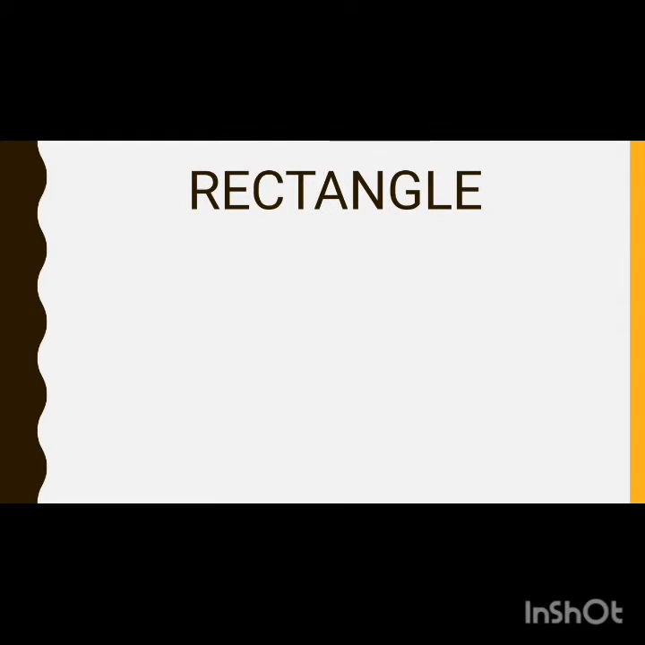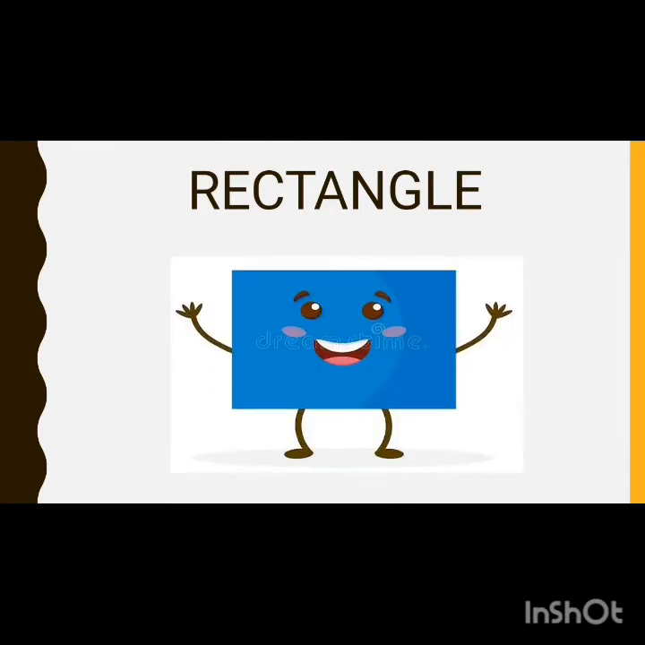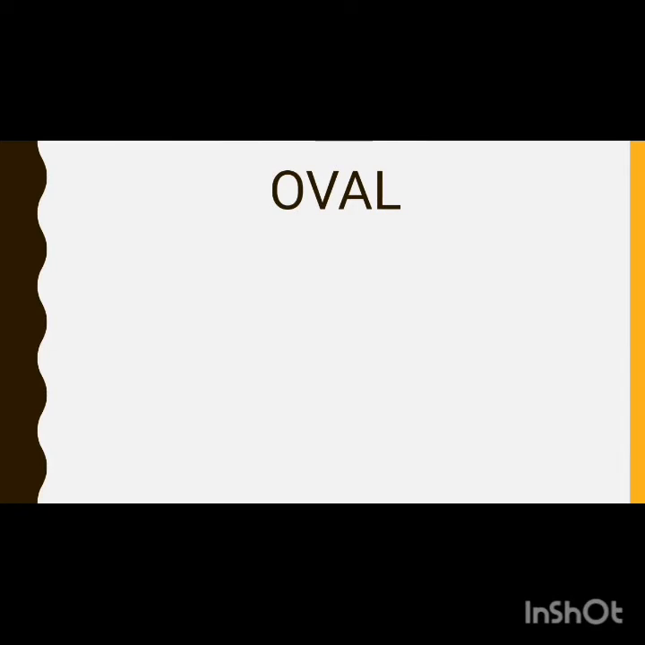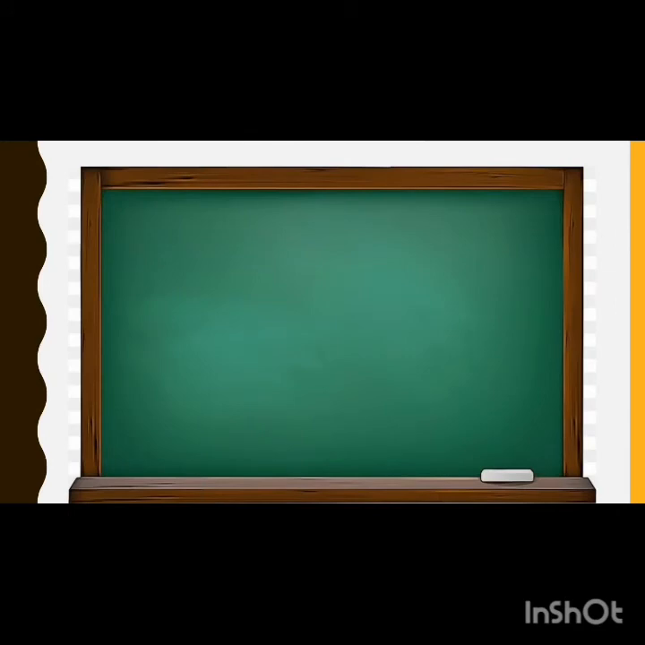Next shape is rectangle. R-E-C-T-A-N-G-L-E, rectangle. Now let's see what a rectangle looks like. Here is a rectangle. Next shape is oval. O-V-A-L. Now let's see what an oval looks like. Here is an oval. These were the basic shapes: circle, square, triangle, rectangle and oval.